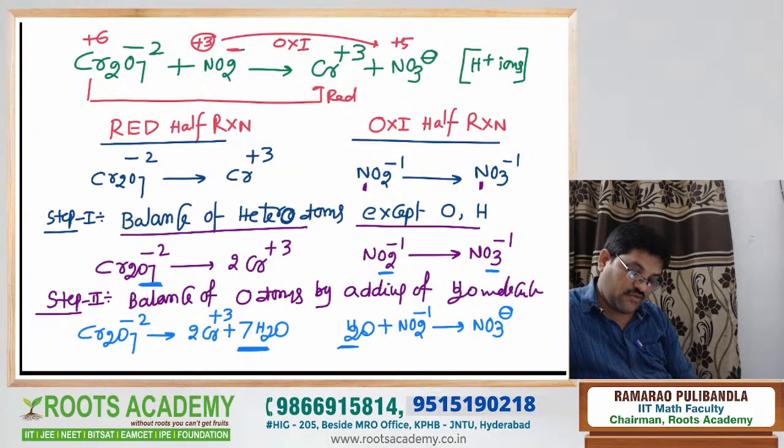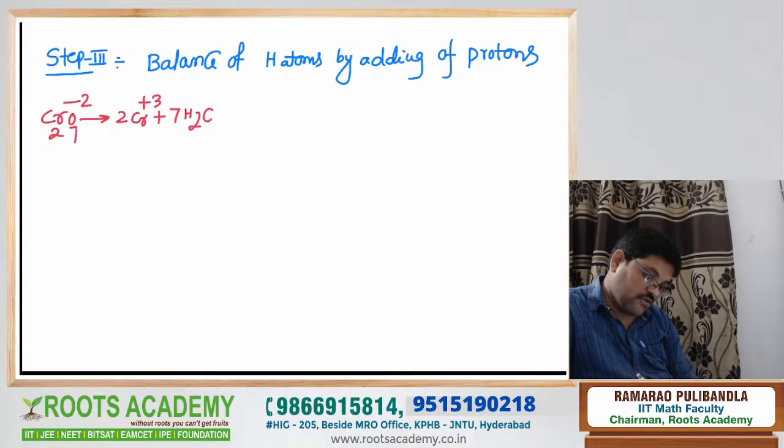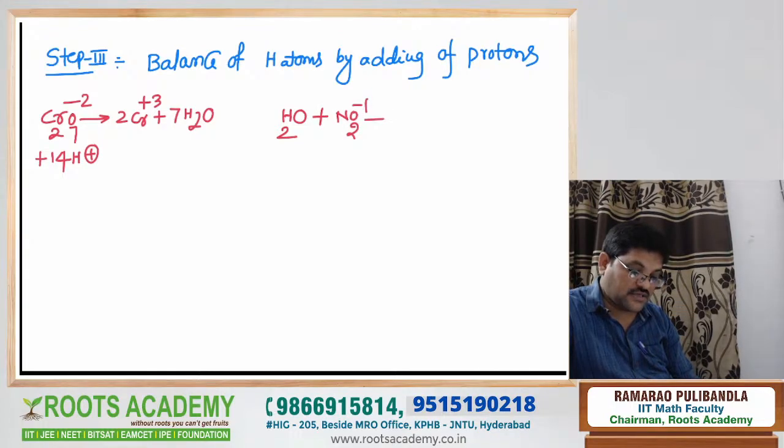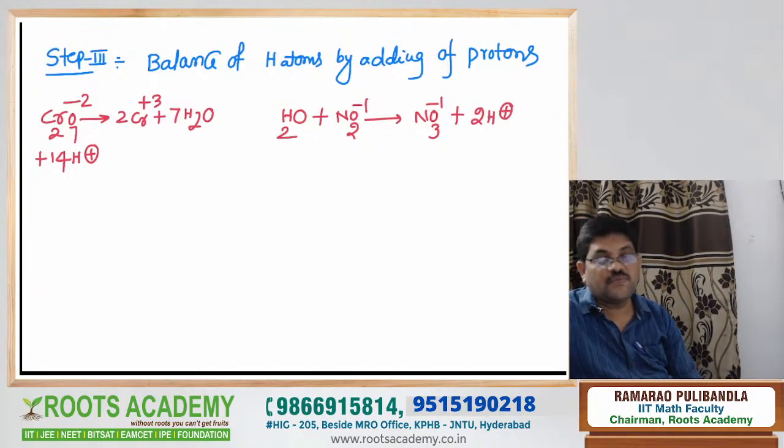Tell me in step 3 what we get? Cr2O7 2- gives rise to 2Cr 3+ plus 7H2O. Here 14 hydrogens are there, that's why on the reactant side we add 14 H+ ions. Now in this one, you get H2O plus NO2- gives rise to NO3-. Here 2 hydrogens are there, that's why adding 2 H+ ions. Understood, Nana? Simple logic.